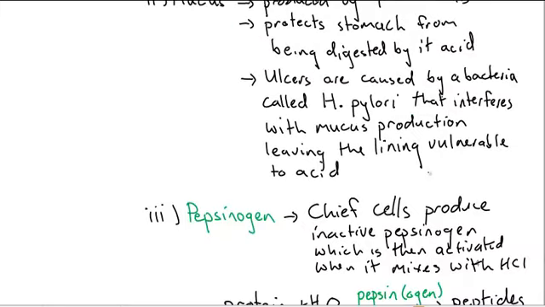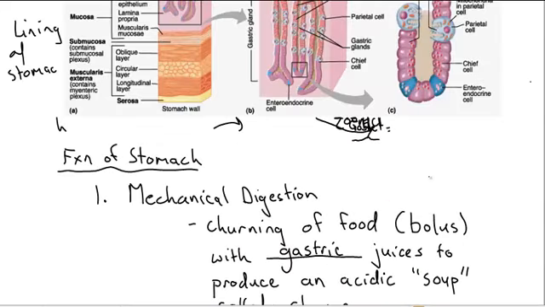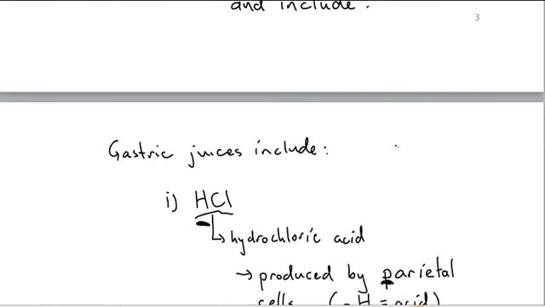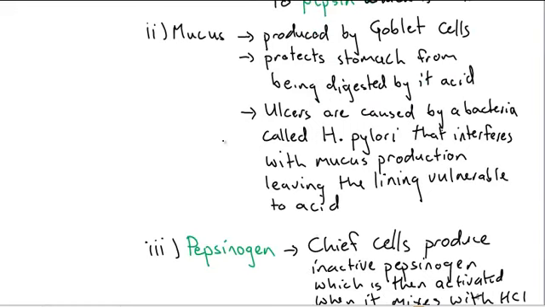Okay, so if we just go all the way back up to the top of that picture, we can see up here the chief cell equals pepsinogen. Okay, so that's the main sort of chemical digestion involved in the stomach.